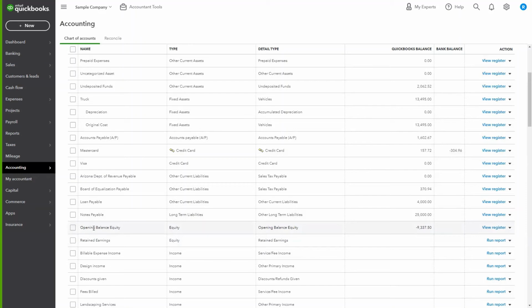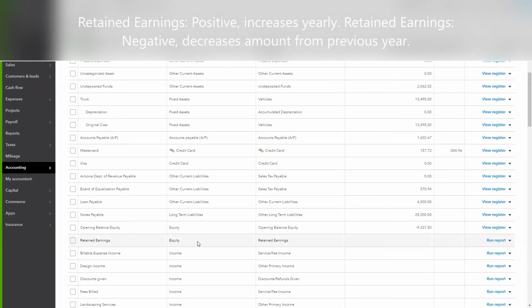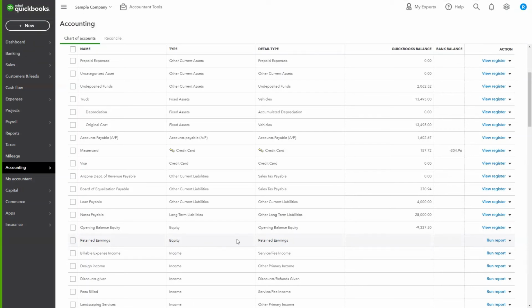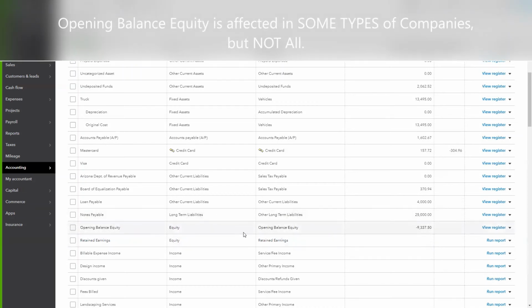Next is equity. We have opening balance equity. This is the amount of money that you put into the company to get it started. Next, we have retained earnings, and this is going to be the amount of either that you profited or you lost each year. At the end of the year, if you've profited, the retained earnings is going to be a positive amount. If you've had a loss, the retained earnings will be negative, and that's going to directly affect your opening balance equity.